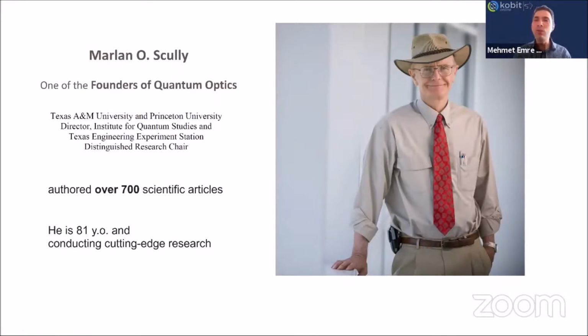Okay, let me introduce Professor Scully. Professor Marlan Scully is one of the founders of quantum optics. Actually, probably he's one of the toughest guys in this field. He's currently at Texas A&M University and shares a position with also affiliation with Princeton University. He's the director of Institute for Quantum Sciences and Texas Engineering Experiment Station, and he's a distinguished research chair. And he authored over 700 scientific articles. But what I admire in him is that he's 81 years old and he's conducting cutting-edge research.